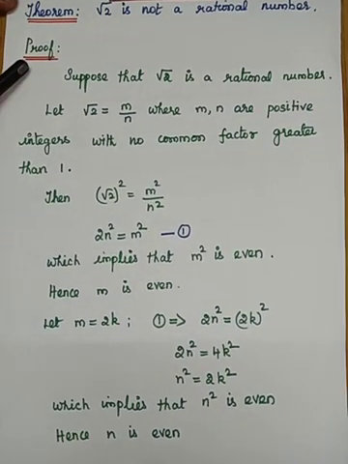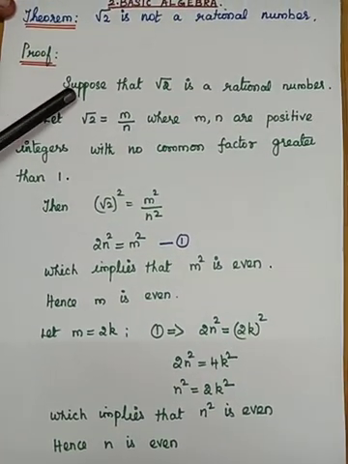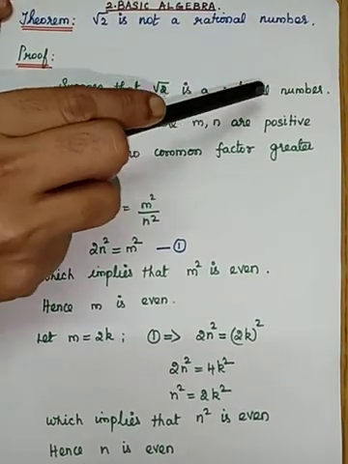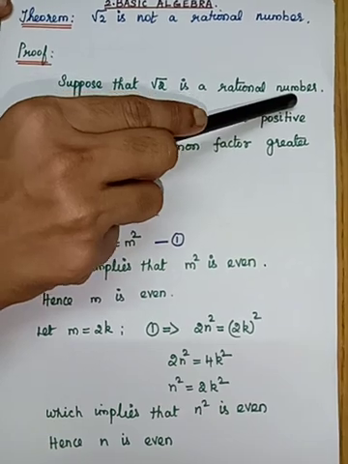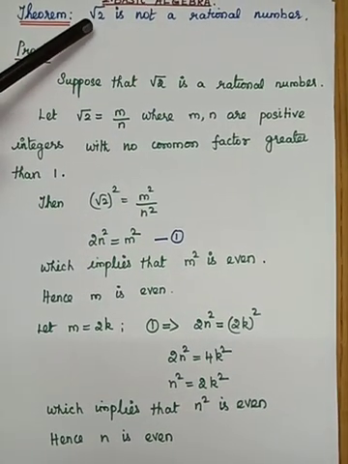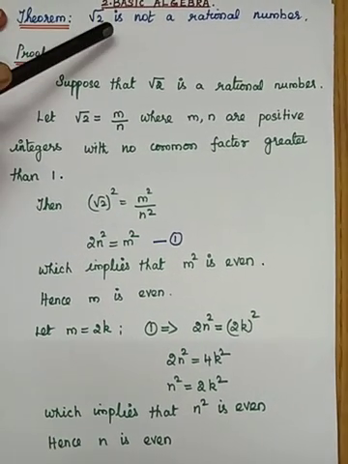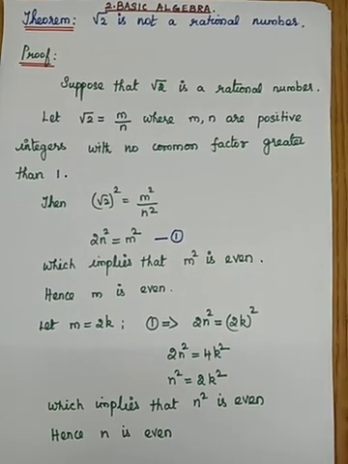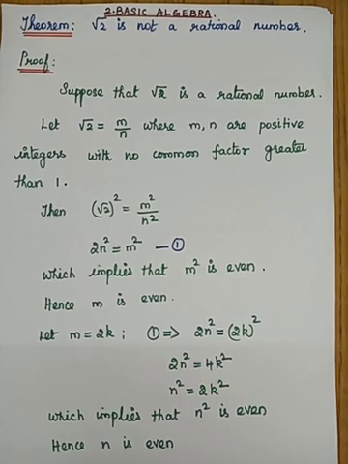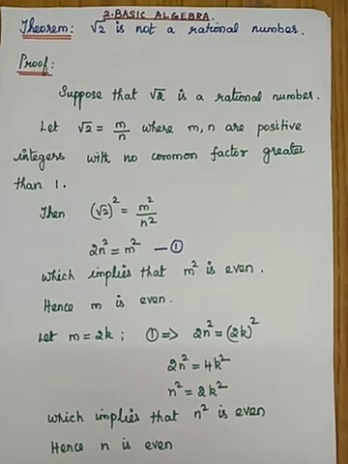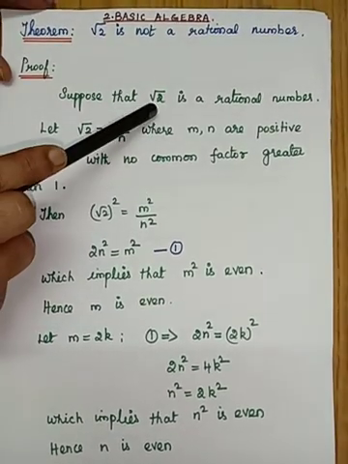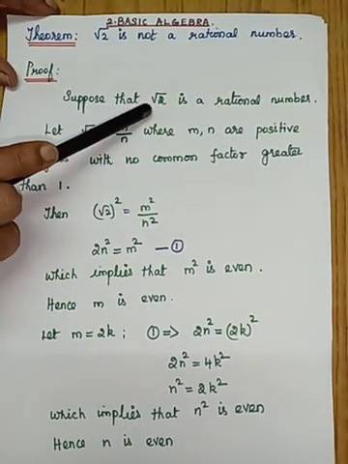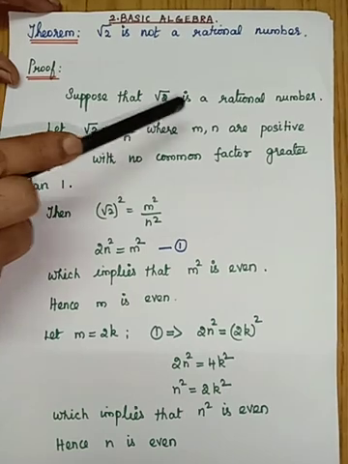So see the proof. See the first sentence carefully. Suppose that root 2 is a rational number. See what we have to prove? We have to prove that root 2 is not a rational number. So for that proof, the first sentence we assumed is just the opposite of the statement: root 2 is a rational number.